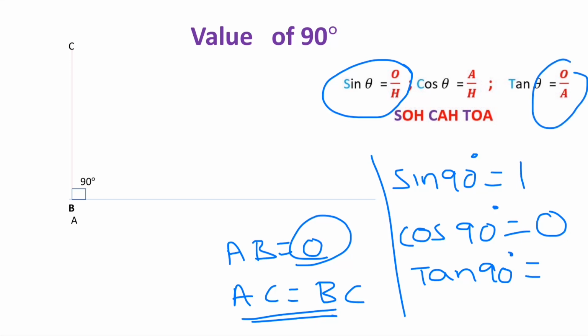Now tan 90 degrees. Tan 90 degrees is opposite by adjacent. Here the opposite side is BC and the adjacent side is 0. Adjacent side is AB, which is 0. So tan 90 degrees is not defined.